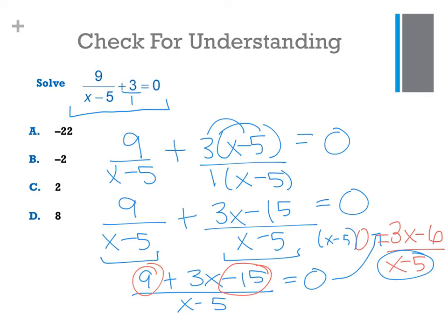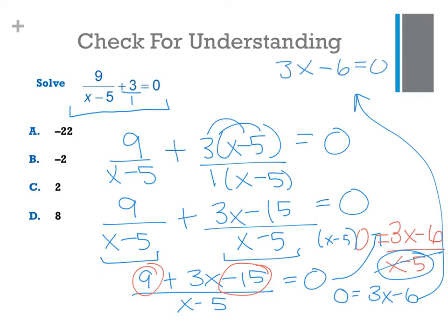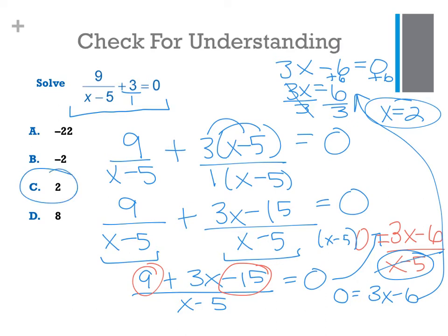So I'm going to multiply by x minus 5 on the left side and on the right side, which is going to cancel out with the denominator. So I get 0 equals 3x minus 6. And if I solve this equation, 3x minus 6 equals 0 implies that 3x equals 6 when I add 6 to both sides. So if I add 6 here and 6 here, and divide by 3, I get x equals 2. So our solution to this problem is x equals 2, which is answer C.